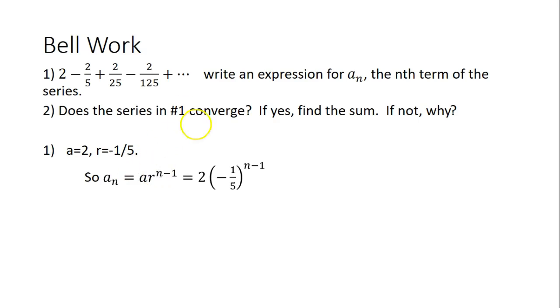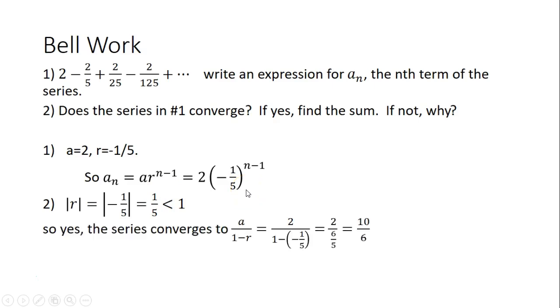All right, moving on. So next up, they ask if it converges. So convergence of geometric series relies only on the r value. So in this case, our r value is negative 1/5. So in absolute value, that is 1/5, which is indeed less than 1. That's the requirement for a geometric series to converge. And so yes, it converges to a over 1 minus r. That's our formula for the sum of an infinite geometric series.